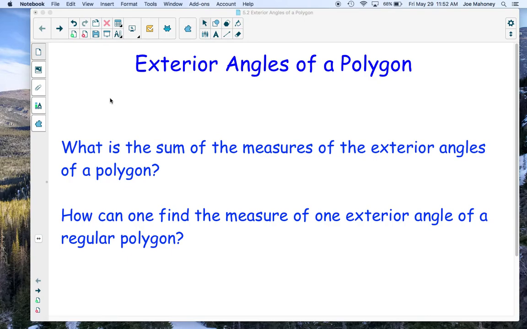So if you were following along before, we found the sum of the measures of the interior angles of a polygon. So today we want to take a look at finding the exterior angle measures. We want to find the sum of all the exterior angles, and if we can, the measure of just one exterior angle of a regular polygon. Remember that the word regular means that all sides are equal and all angles are equal.